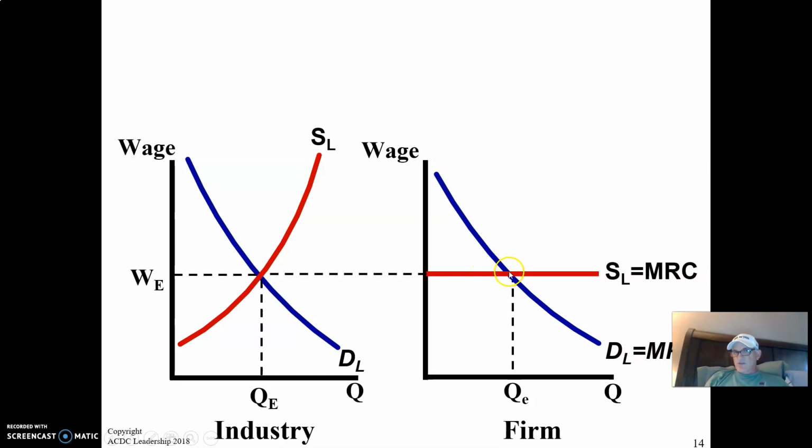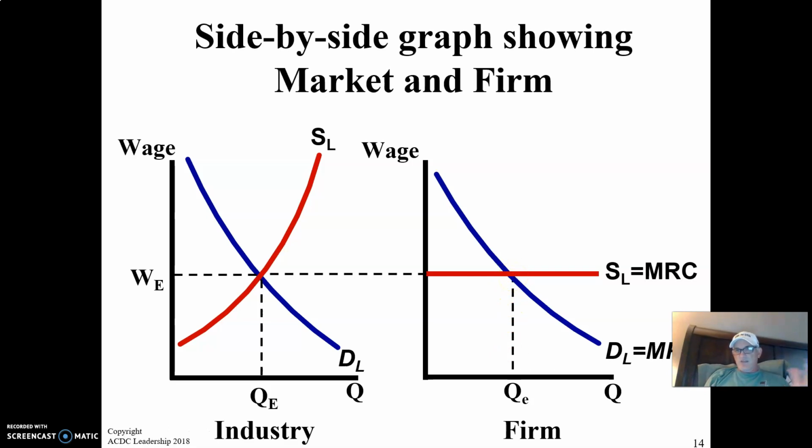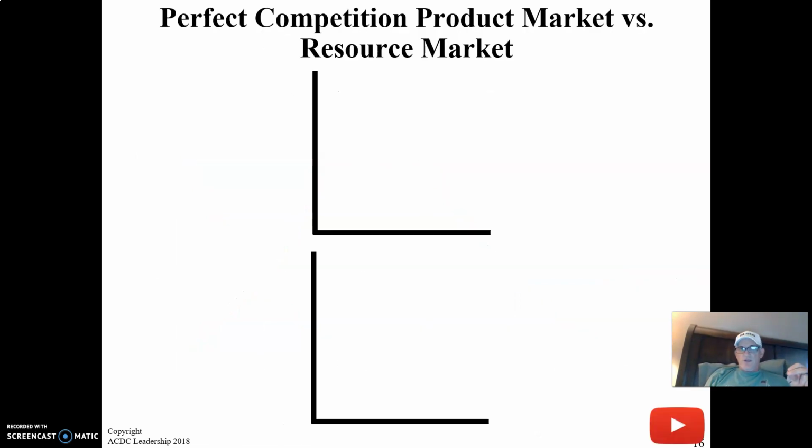And we're going to produce right here where this is. We can quantify that, obviously, if we're working a problem where we're given some math, but conceptually, the concept is that we're going to hire workers until MRP equals MRC. Okay, and so this is what a side-by-side graph is going to look like in a labor or resource market.